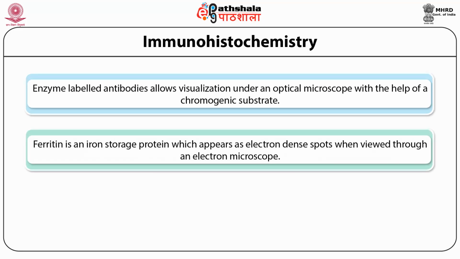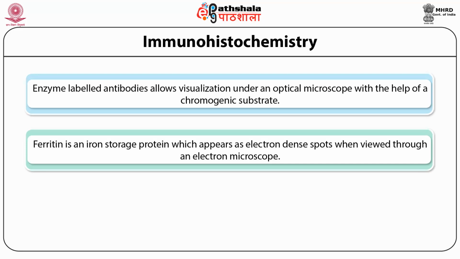Ferritin is an iron storage protein which appears as electron dense spots when viewed through an electron microscope. What we have shown here is a ferritin coupled antibody to mouse leukemia virus antigens, used to demonstrate that a mouse virus carries these antigens and a cat virus does not. In the last panel, we show that these antigens may be expressed on regions of a cell membrane.